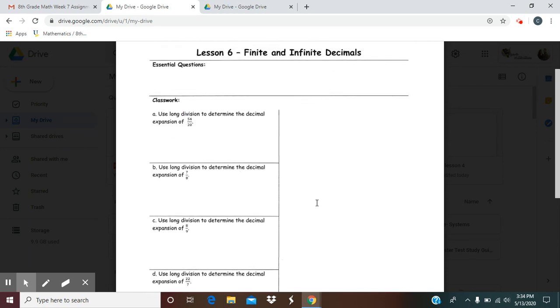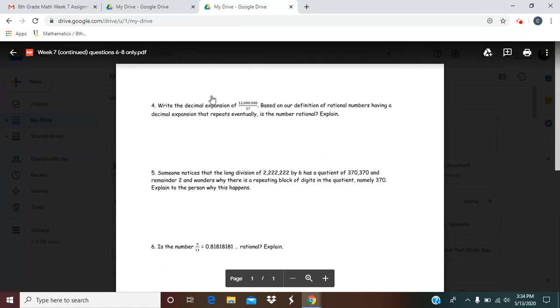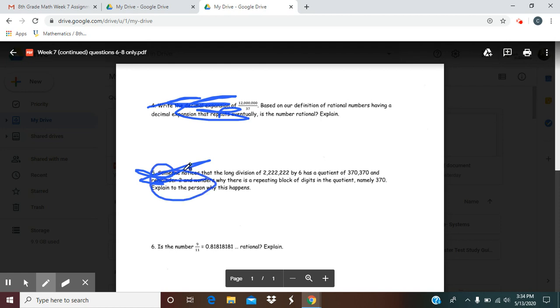Now, before we get into it though, I want us to take a look at the second page, the one that's titled as week 7 continued, questions 6 through 8 only. I want you guys to make sure you know not to do question 4 and question 5. That's something that without going through the lessons in between, you'd be kind of lost on trying to figure out how to do. It's just a different process than you're used to. So we're just going to look at questions that you should understand how to do.